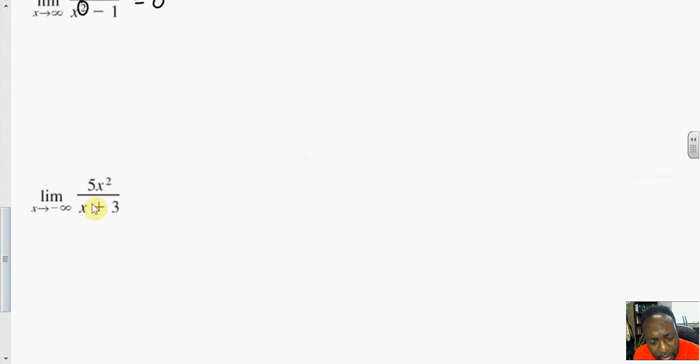Well, look at this. Here we get infinity because the degree of the numerator is greater than the degree of the denominator. So we get infinity, but here x is going over negative terms, so this becomes negative infinity.